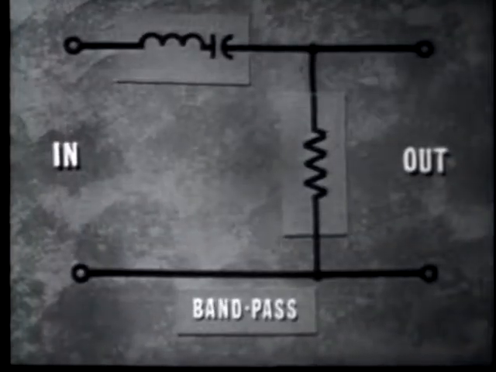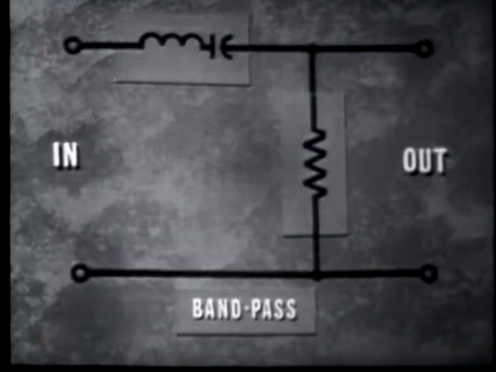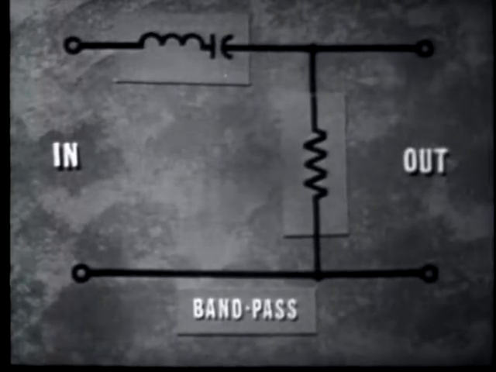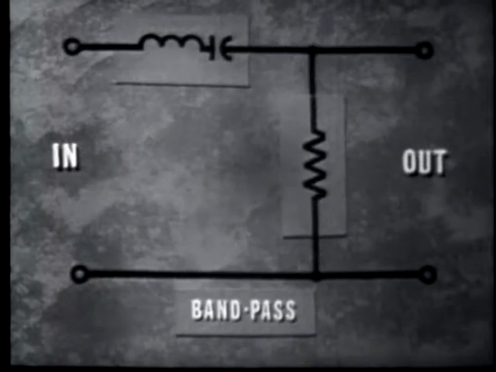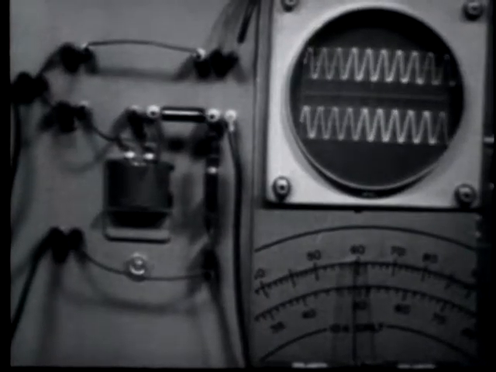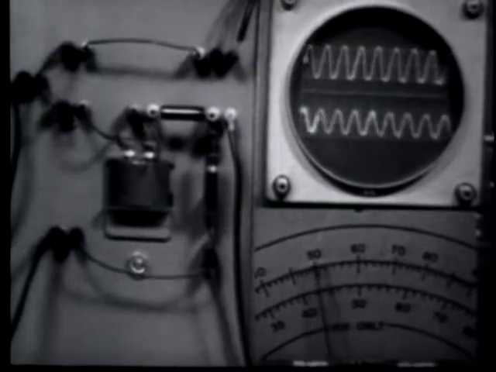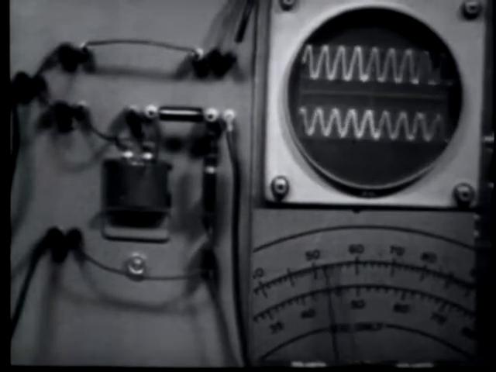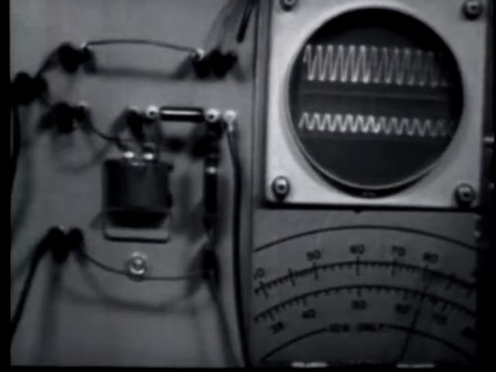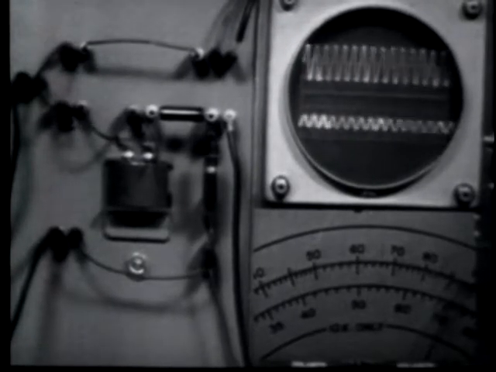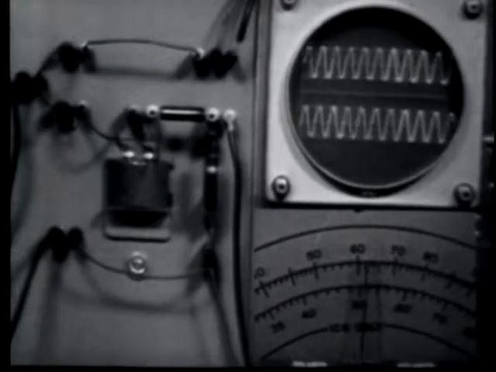A series tank circuit placed in the series position of the filter will pass a band of frequencies around resonance and reject those above and below resonance, because a series tank offers minimum impedance to frequencies close to resonance and will pass them, but to all other frequencies it offers maximum impedance and thus rejects them.